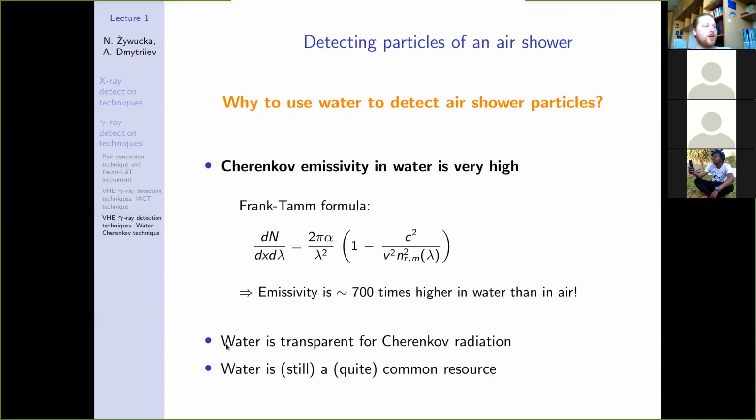And also water is transparent for Cherenkov radiation, more or less. So you can see through water, typically in the blue or UV domain. And okay, water is quite a common resource. I don't know, maybe in South Africa not that much, but generally water is quite available. So this is why it's the most obvious choice for filling these water tanks. So they're full of water.